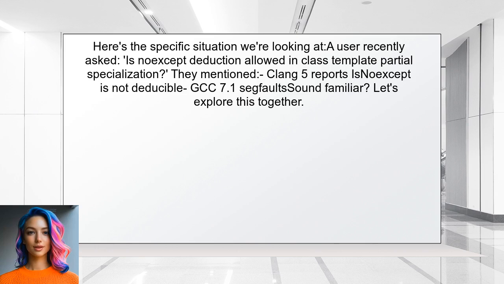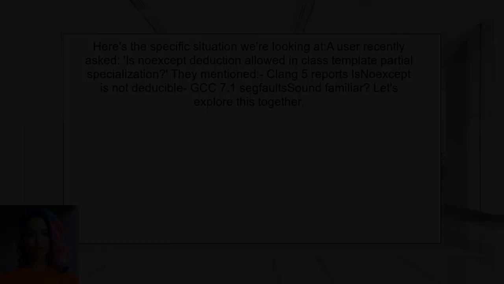Here's the specific situation we're looking at. A user recently asked, is noexcept deduction allowed in class template partial specialization? They mentioned that Clang 5 reports that isNoExcept is not deducible, while GCC 7.1 seg faults. Sound familiar? Let's explore this together.